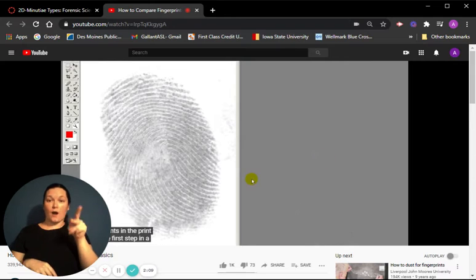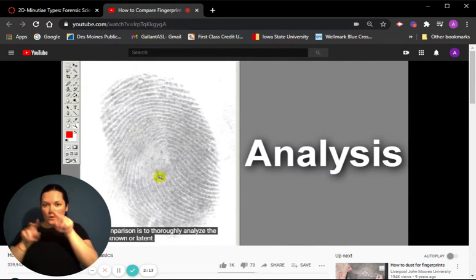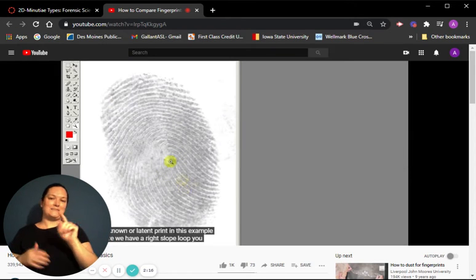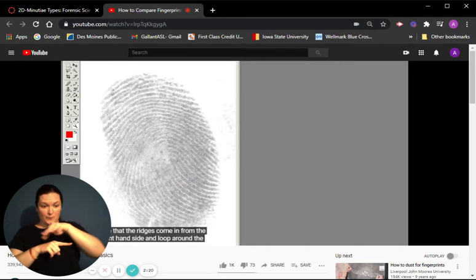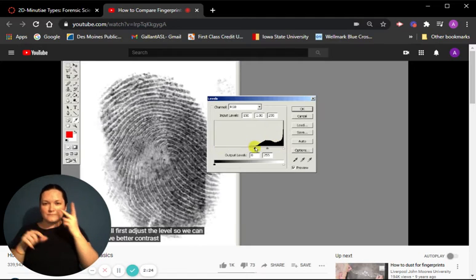The first step in a fingerprint comparison is to thoroughly analyze the unknown or latent print. In this example here, we have a right slope loop. You can see that the ridges come in from the right-hand side and loop around the middle. We'll first adjust the levels so we can have better contrast in the image.